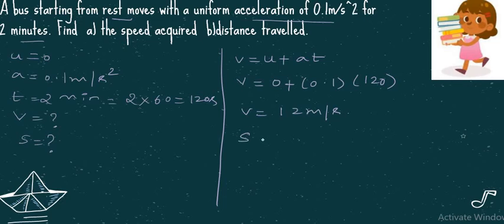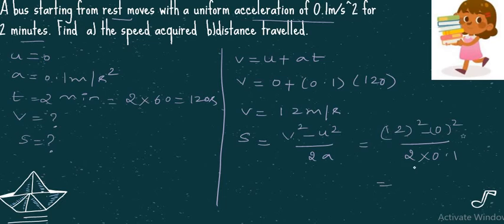And how you can find s? That is v square minus u square by 2a. You can use this also, right? So 12 square minus 0 square by 2 into 0.1. What is 12 square? It is 144 divided by 0.2. What will be the answer here? It is equal to 720 meter. How I will get 720 meter?